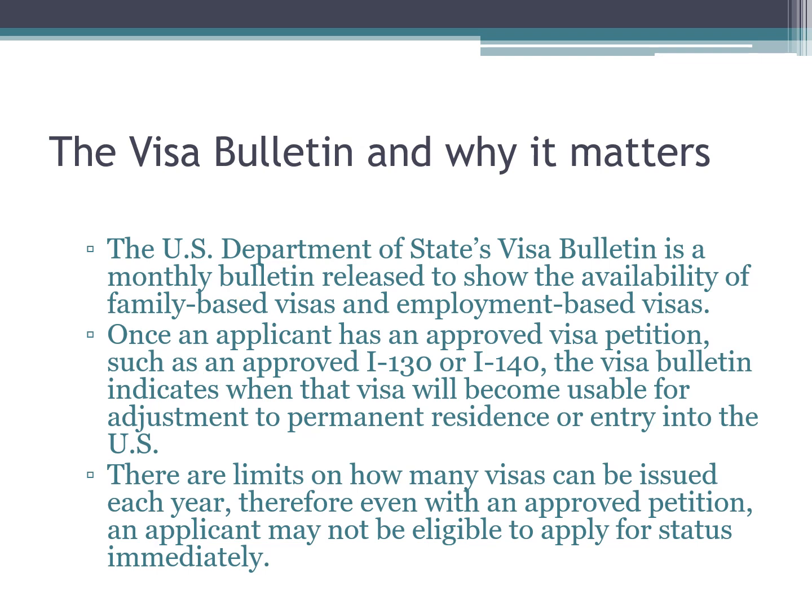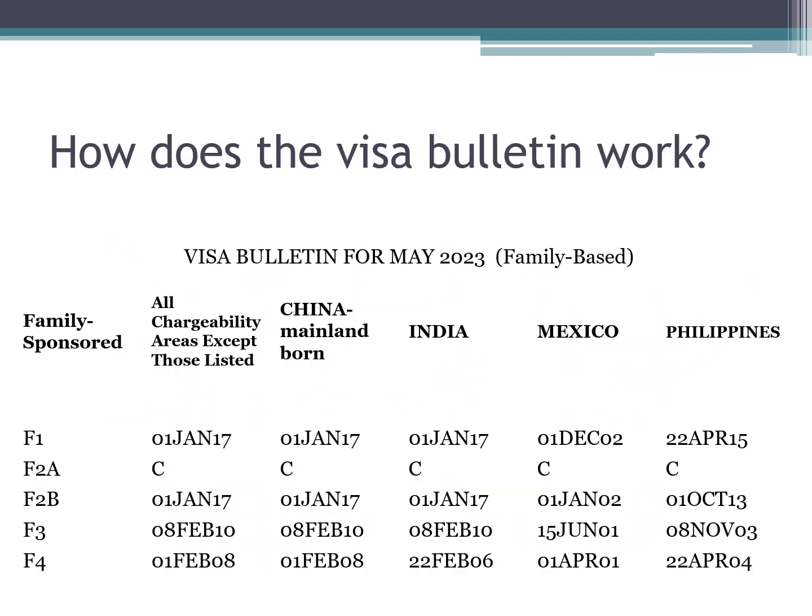Once an applicant has an approved visa petition, such as an approved I-130 or I-140, the Visa Bulletin indicates when that visa will become usable for adjustment to permanent residence or entry into the United States. There are limits on how many visas can be issued each year. Therefore, even with an approved petition, an applicant may not be eligible to apply for status immediately. How does the Visa Bulletin work?